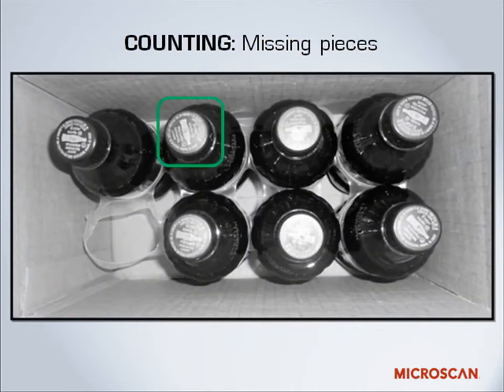Another counting function is absence-presence. Is it there or not? Here we have an 8-pack of sodas, and you can see that one of the sodas is missing. With machine vision, that packaging can be checked to make sure an incomplete pack doesn't make it to the grocery store shelf. We've slowed the process down so you can see it, but machine vision systems can operate much faster.